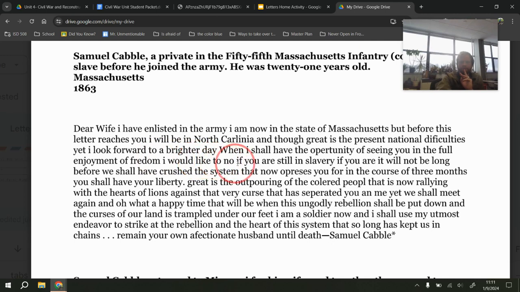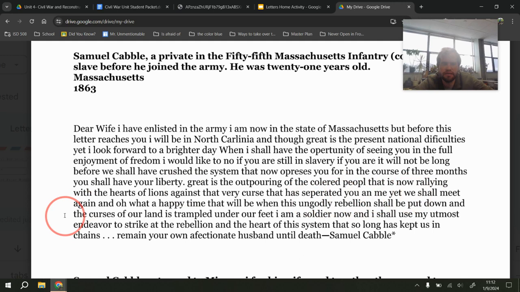I would like to know if you are still in slavery. If you are, it will not be long before we shall have crushed the system that now oppresses you. In the course of 3 months, you shall have your liberty. Great is the outpouring of the colored people that is now rallying with their hearts and lives against that very curse that has separated you and me.